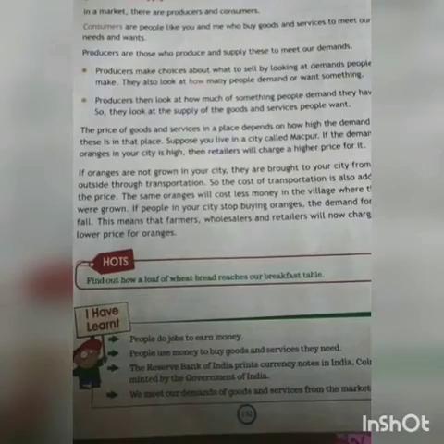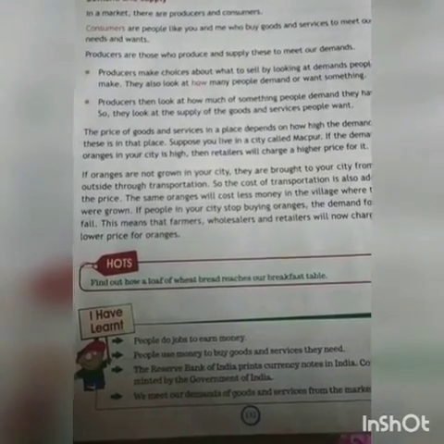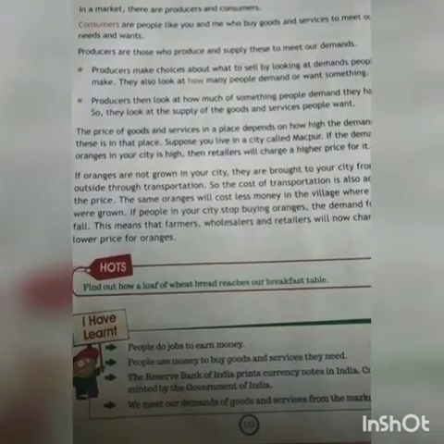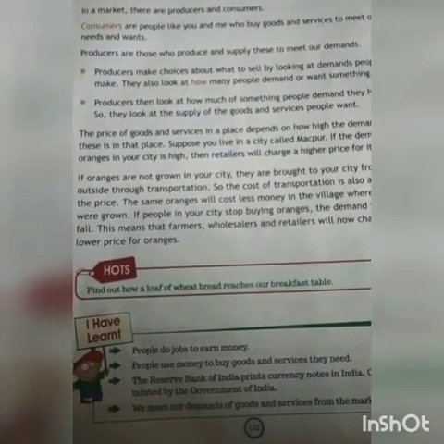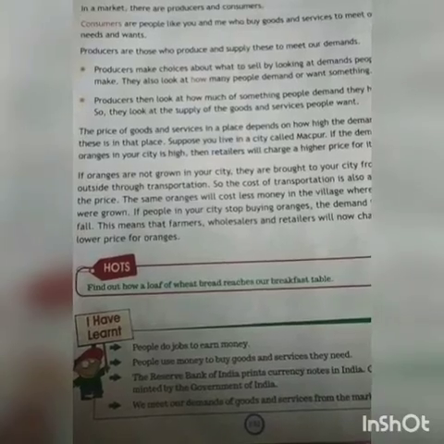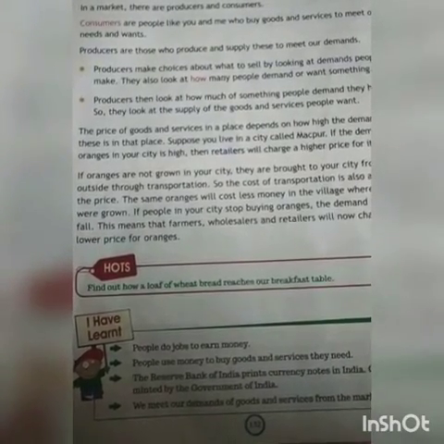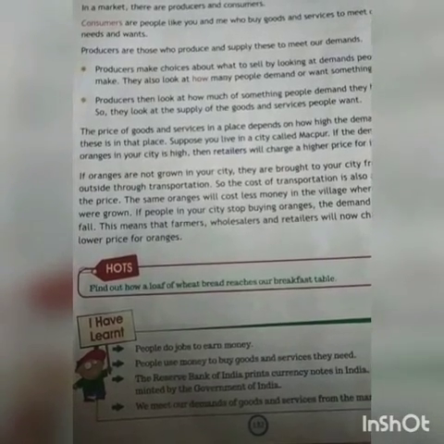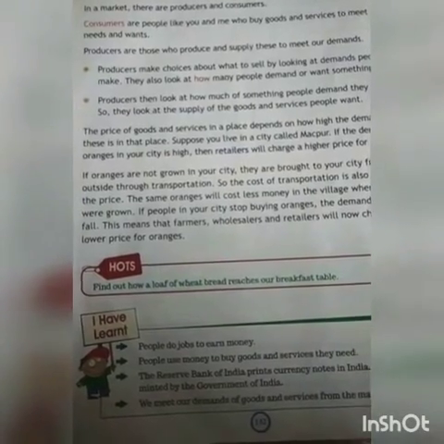Retailer, wholesaler, producer or manufacturer, consumer, trade, buying and selling, exchanging. So these things, it is called as trade. Occupation. So we learned nearly 8 to 10 new terms.